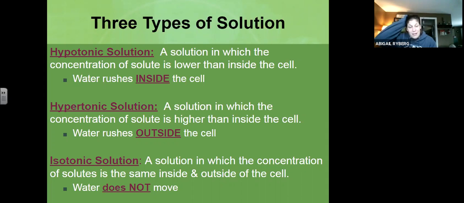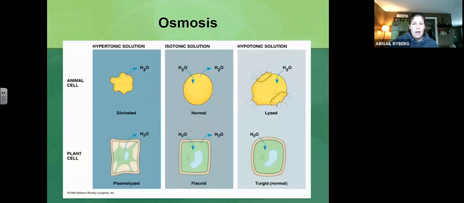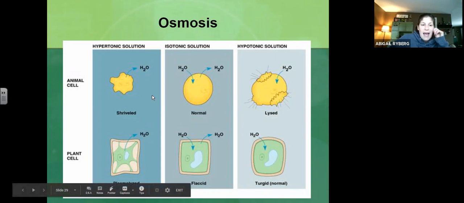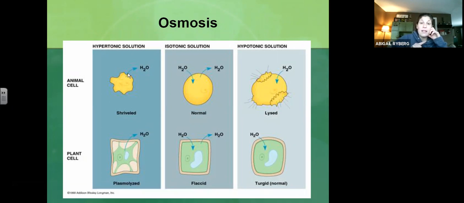And we'll look at this lots of times. And then an isotonic solution is a solution in which the concentration of the solutes is the same inside and outside of the cell. So with an isotonic solution, water really isn't going to move. So let's take a look at these. So this is osmosis because we're looking at the movement of water. And so what happens with a hypertonic solution, water is going to leave the cell.